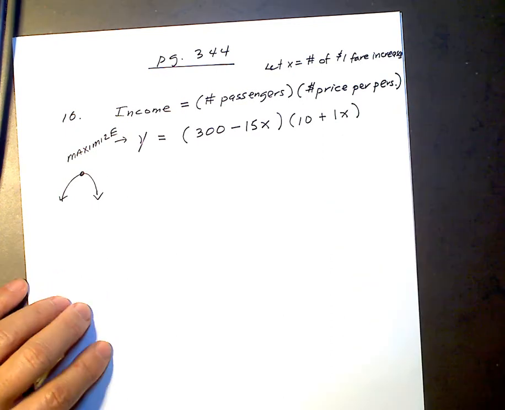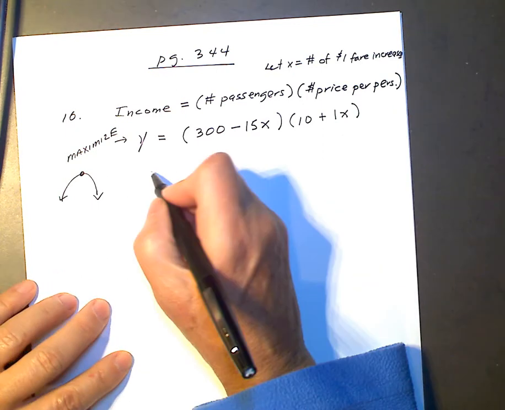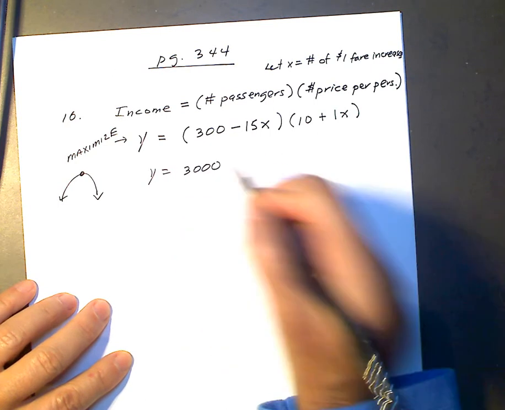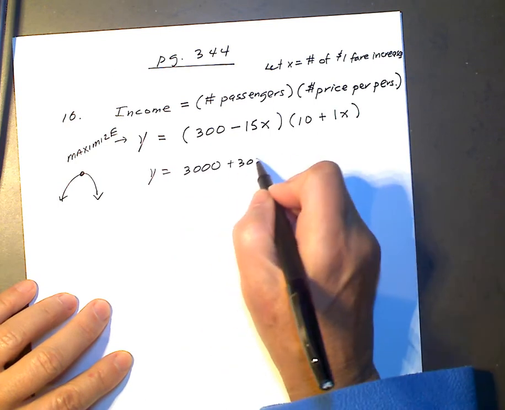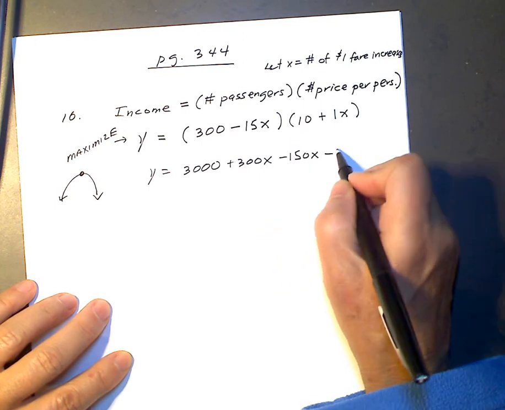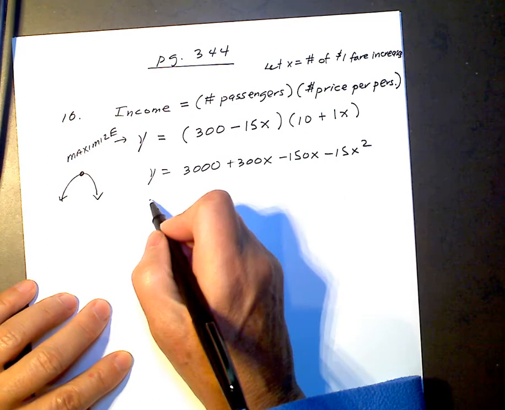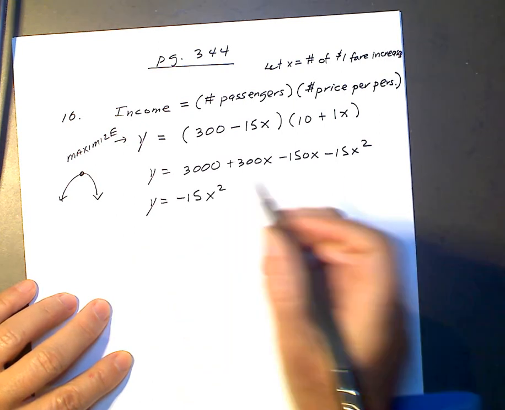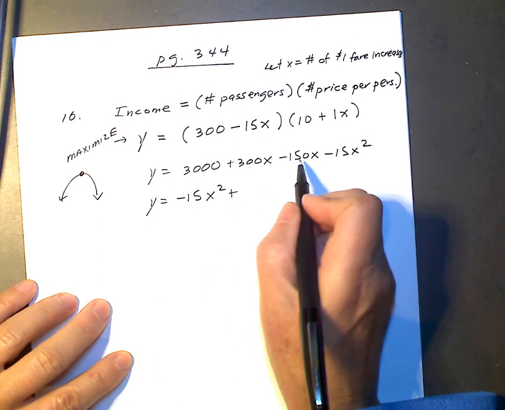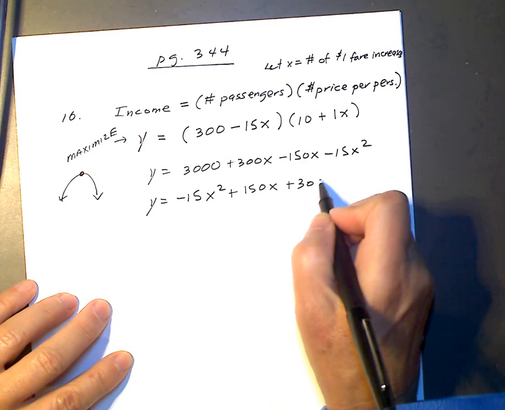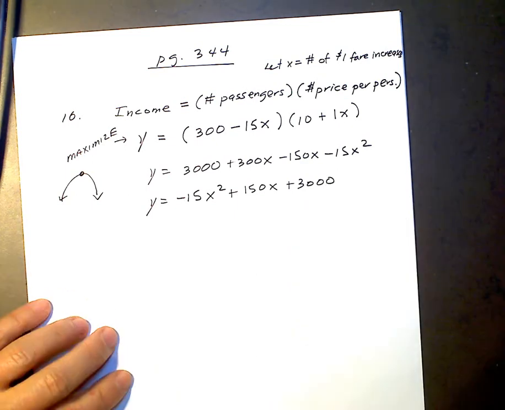Okay, so that's easy enough to multiply together. So we get 3,000 plus 300x minus 150x minus 15x squared. So we'll get this x squared out to the front. Plus 300x minus 150x is a positive 150x, plus 3,000.